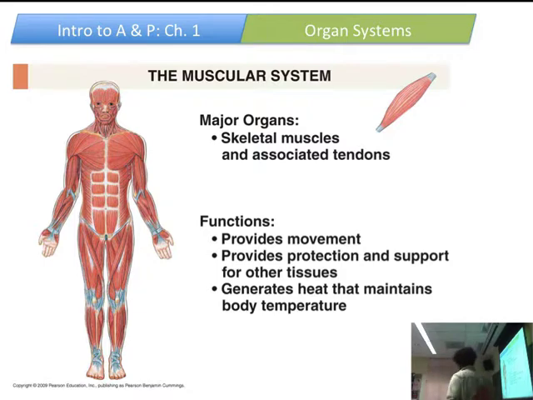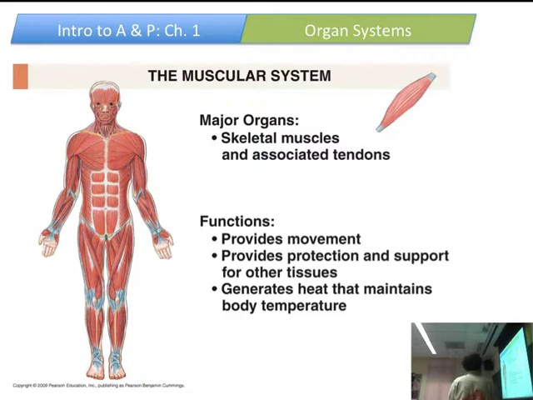But the muscular system, so-called, is made up of the skeletal muscles and the connective tissue that attaches them to the bones, which are the tendons. They, of course, help move the body by pulling on the rigid framework of the skeletal system. They also are protecting other structures in the body.